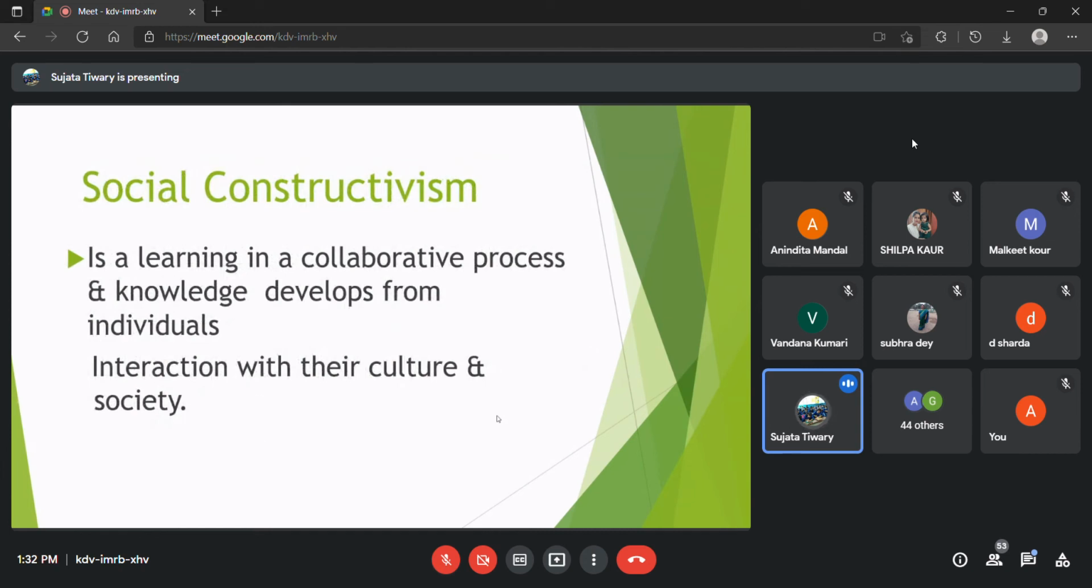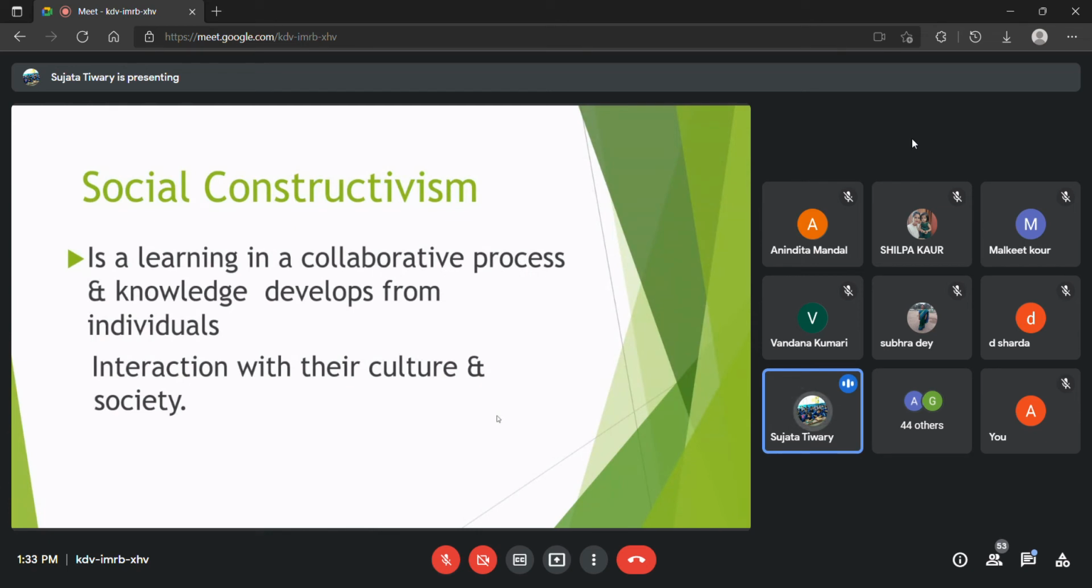The second one is social constructivism. It's learning in a collaborative process, learning in a group, learning in a society with interaction, and knowledge developed from individuals' interaction with their culture and society. Children learn when they interact with the peers, the group, the teacher, society, as I just said. The emphasis is on social interaction and culture. Here the knowledge is constructed when the interaction is taking place.